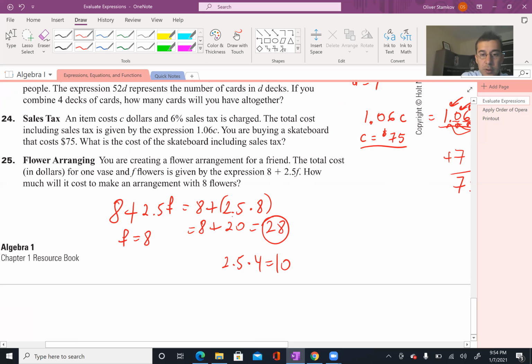Now, if you're not sure, you can always do the multiplication. So you can always do 2.5 times 8. 8 times 5 is 40, 0 and 4. 8 times 2 is 16, and 4, 20. And then there's one decimal place here, so one decimal place here, so it's 20.0, just 20. Okay, so that's what we got, 20. So 20 plus 8 is 28. That's the final solution. That's how much it's going to cost for 8 flowers.